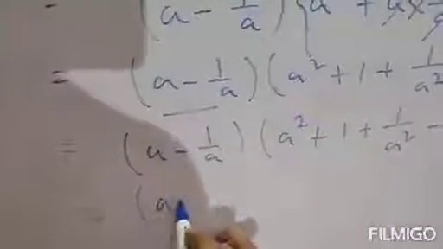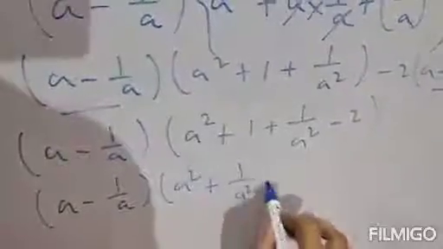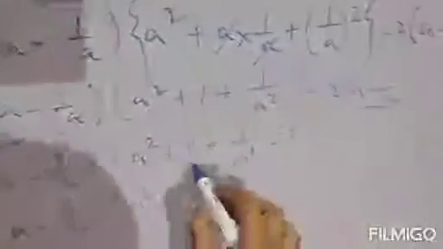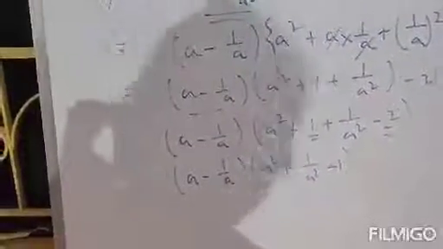If we take 1 by a, minus 1 by a as common between these two, the remaining portion will be this. So if we simplify further, this is a minus 1 by a square plus 1 by a square minus 1, because plus 1 and minus 2, this is minus 1. So this is the final answer. So question number 9(2), your answer is a minus 1 by a square plus 1 by a square minus 1. This is the final answer.